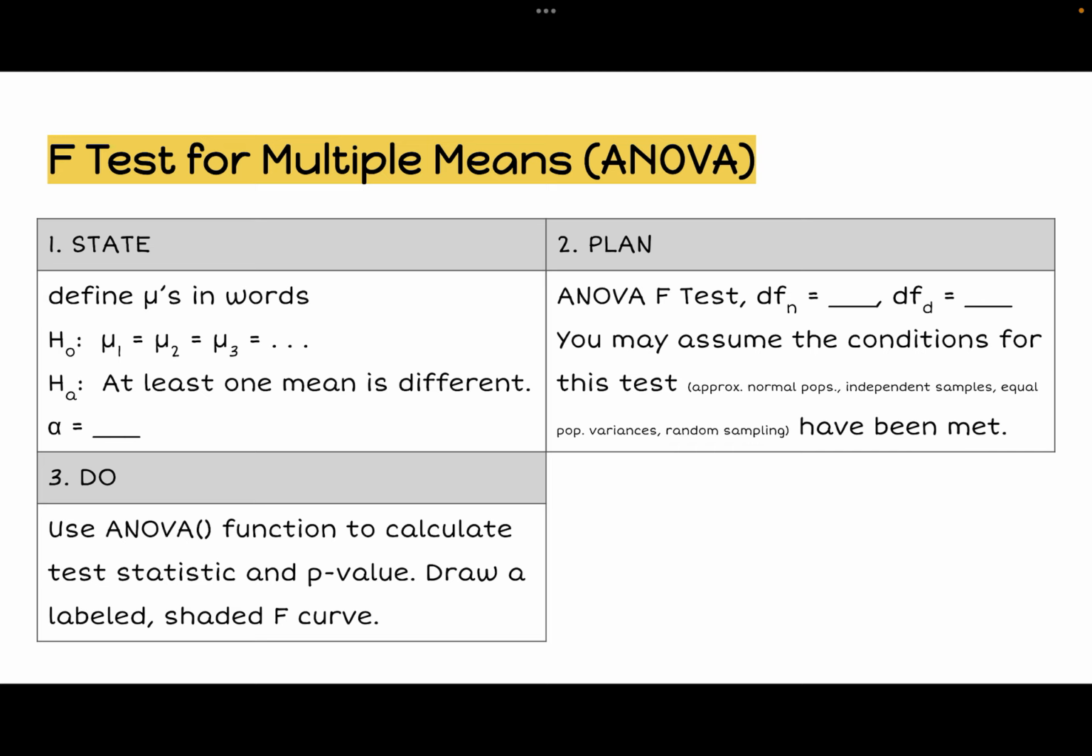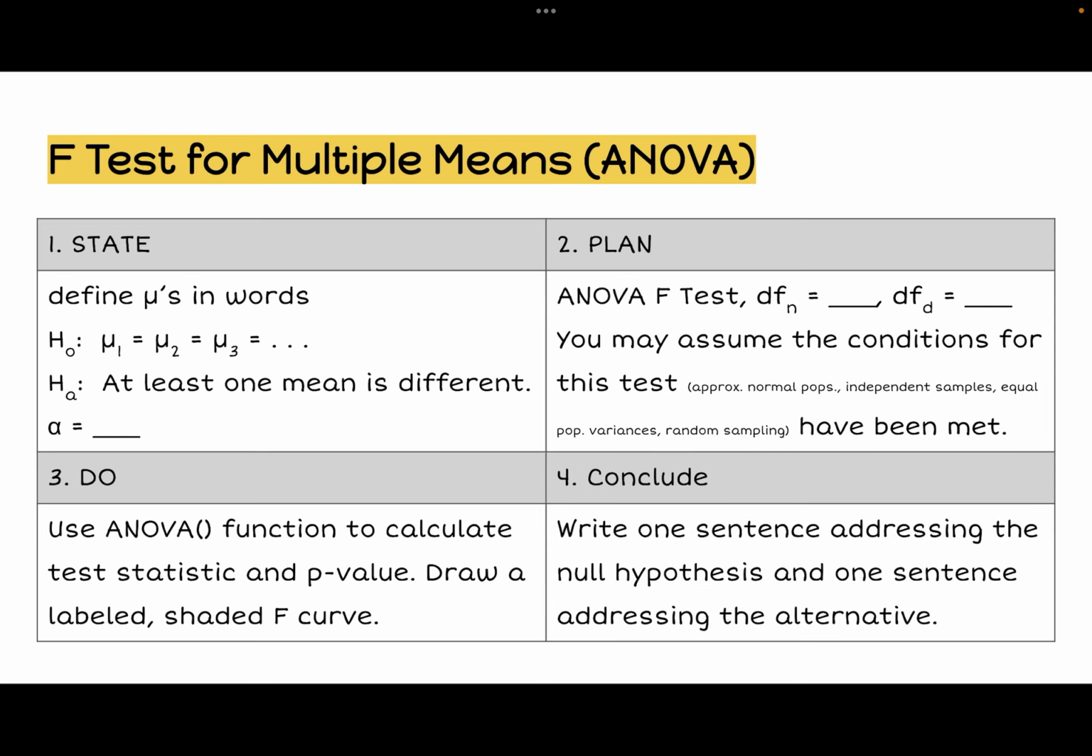For the do stage, we're going to use the ANOVA function on a calculator to calculate the test statistic and p-value, and then draw an appropriately labeled and shaded F distribution. The nice thing about ANOVA is it is the same function call on both the TI-84 and GeoGebra. There is no difference. For conclude, this is going to look like the conclusions for all of our other hypotheses. One sentence addressing the null, one sentence addressing the alternative.